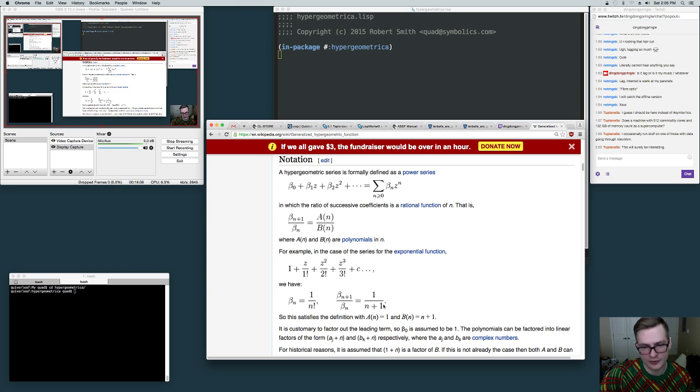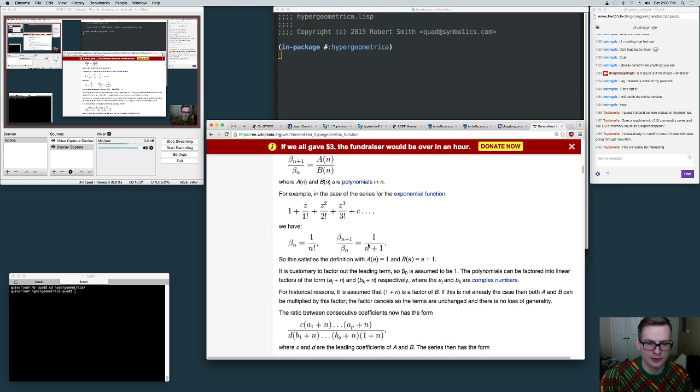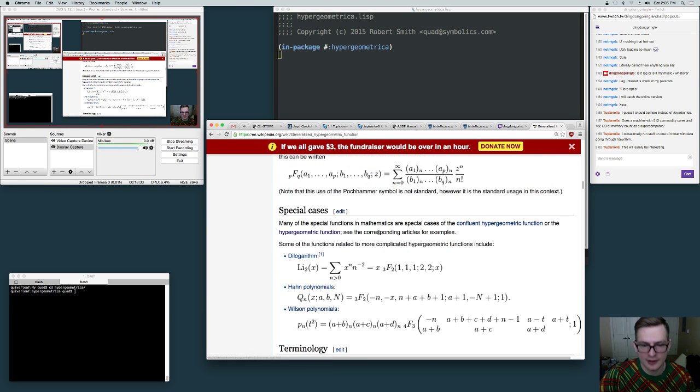Well, this is a rational function. The numerator is just a constant function. Our a of n here is a constant function, which is just 1, and our b of n is, sorry, not a constant function, it's just a monomial, which is n plus 1, as it says here. So the exponential function, one of the most important functions, can be represented as a hypergeometric function. Lots and lots of things can be represented as such.